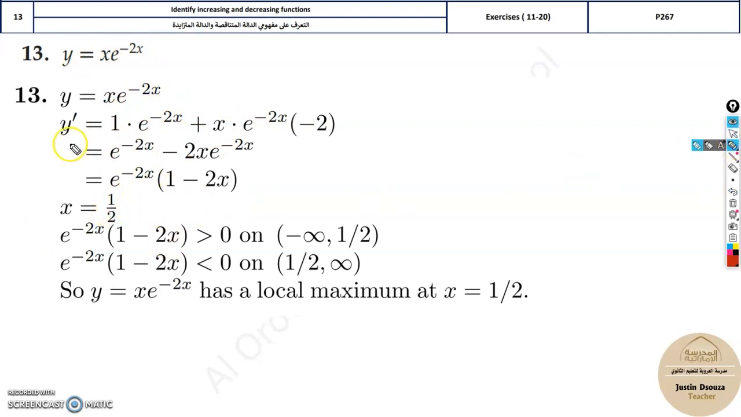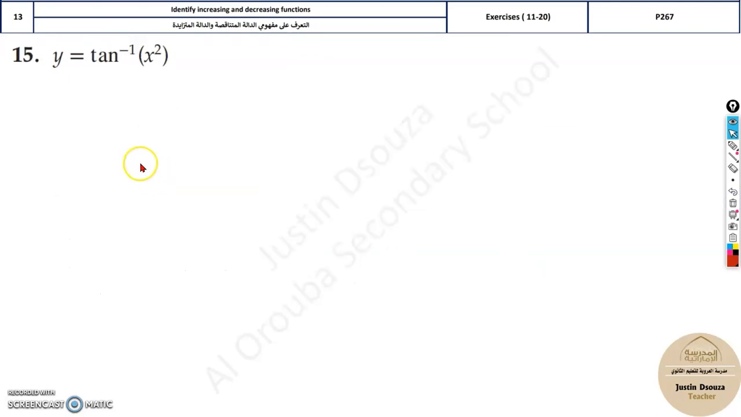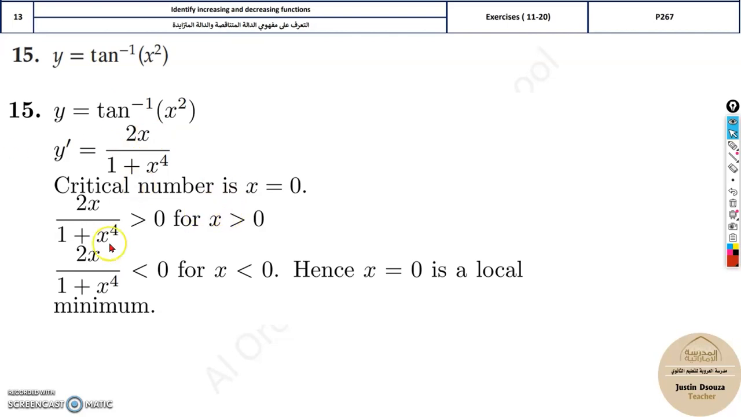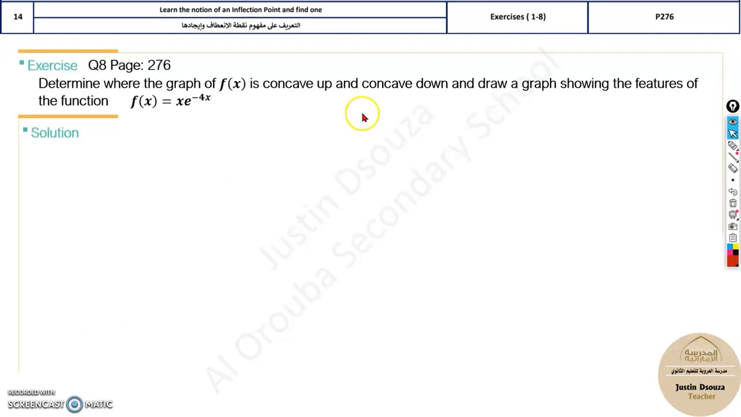Once you find the derivative, equate it to 0 and find the critical number, and then do the test. Test values: substitute in the derived equation, and then you can easily find the answers. All the answers and steps are mentioned over here. So please do it by yourself and then check the answers.